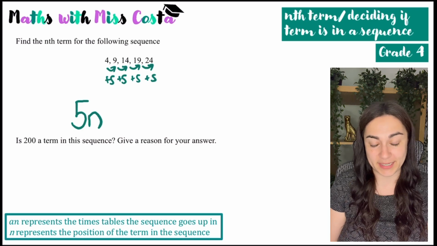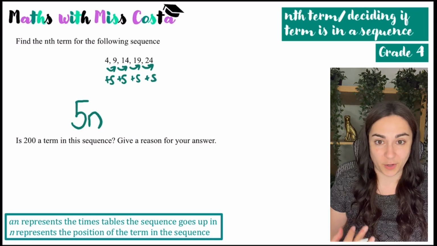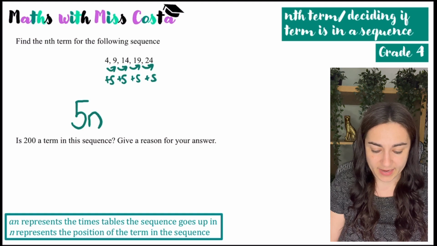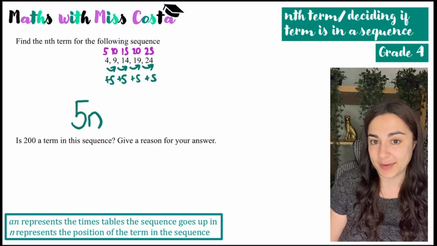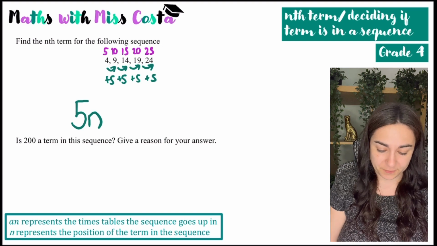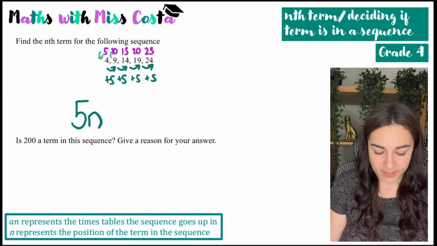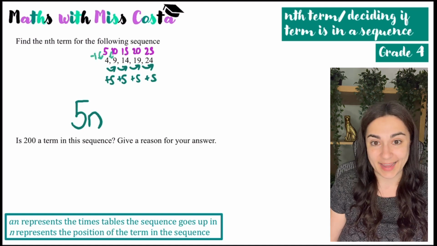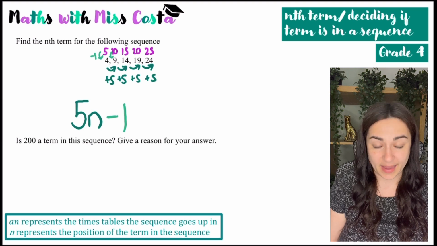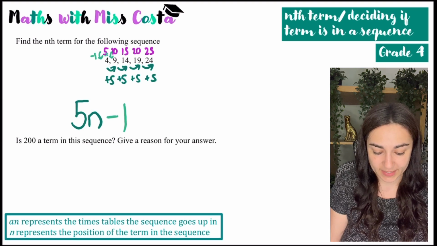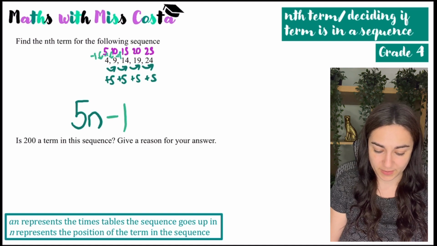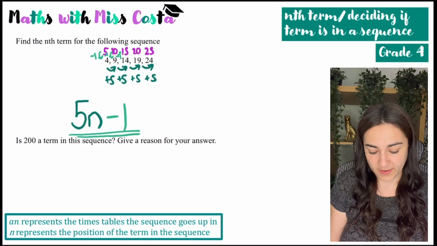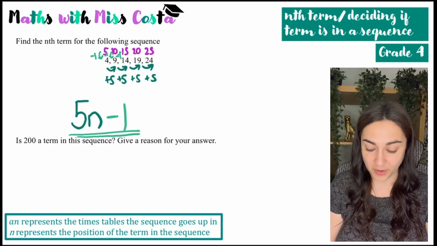So whatever times tables your sequence is going up in, that's going to be the coefficient of n. And then what you could do is write out the first few terms of the 5 times tables above your sequence. You could say, okay, it's the 5 times tables, but it's been shifted. Each term is actually 1 less than my 5 times tables. So how do you get from 5 to 4? You take 1. How do you get from 25 to 24? You take 1. So therefore, the nth term is 5n take away 1.